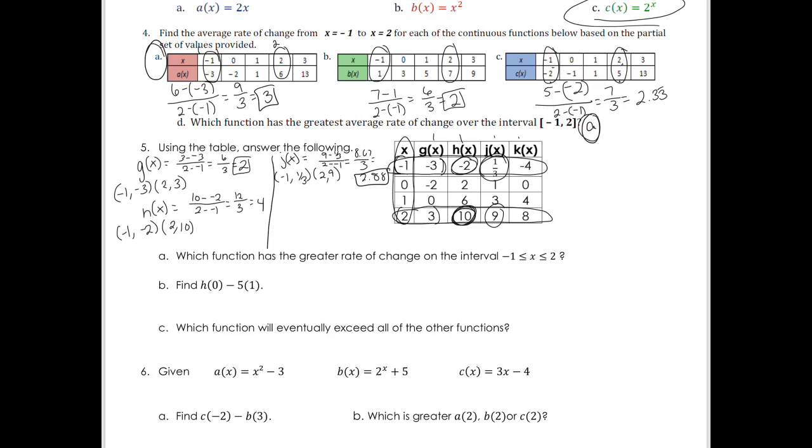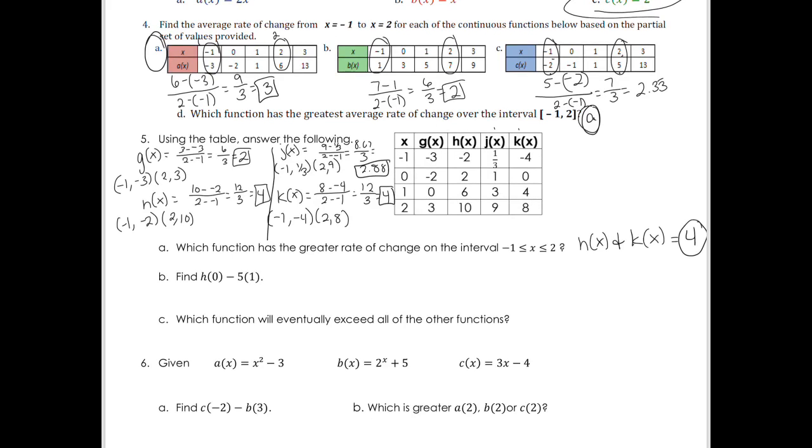Okay? And then let's try k of x. So I'm using these as my points. So -1, -4, and 2, 8. So 8 minus -4 over 2 minus -1 gives me 12 over 3, which is 4. Okay, so which function has the greater rate of change? So we have 2, 4, 2.8, and 4. So h of x and k of x have the same average rate of change of 4.